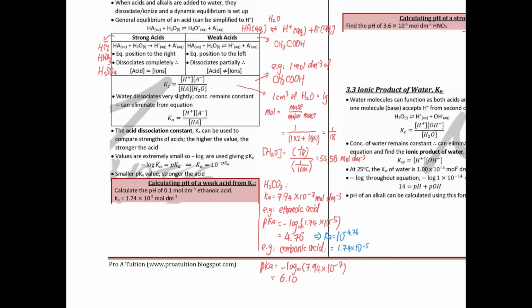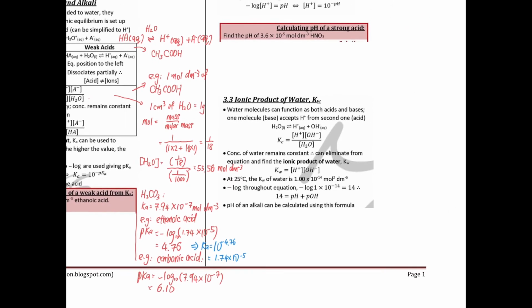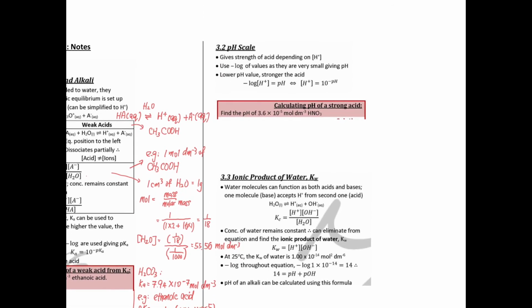Okay, so now let's see this question. Calculate pH. We haven't learned pH yet, so let's move on to the next part first. The next part, which is here on the right hand side, 3.2 pH scale. We heard of pH a long time ago, where pH less than 7 means acid, pH greater than 7 means alkaline, pH equal to 7 means neutral.